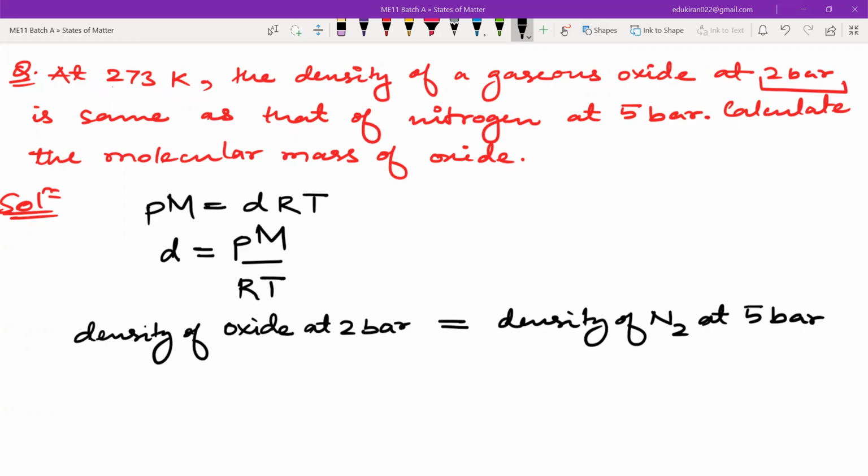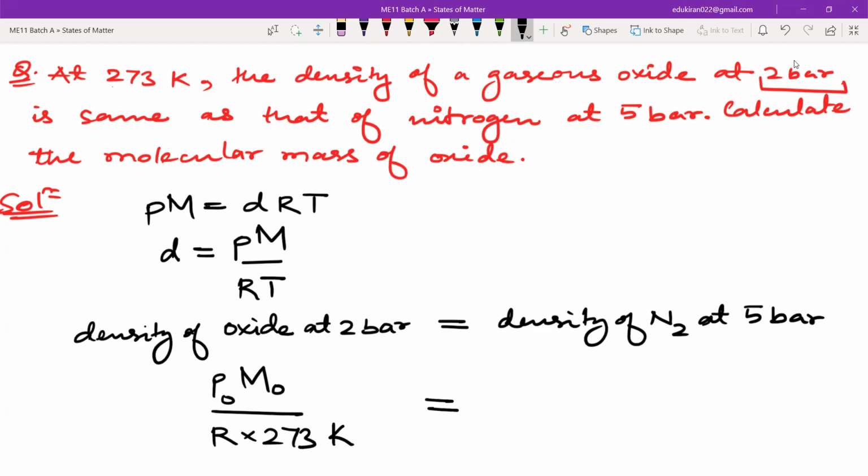Asma, Hiba, Irfan, Salman, Shravya? Yes, sir. No doubts till here. Okay. Now, for both of these densities, what can I write? Let us say PO, because it is oxide, into MO, because it is oxide, divided by R, and the temperature is the same here. Temperature is 273 Kelvin.